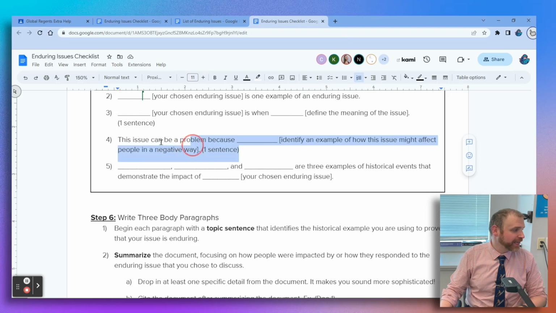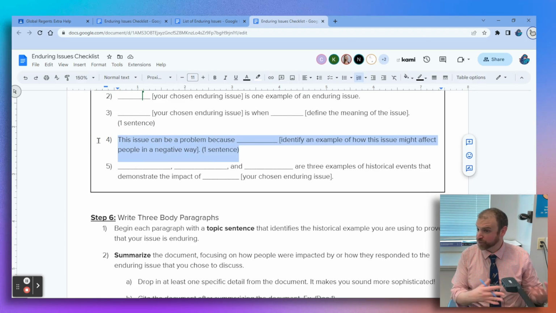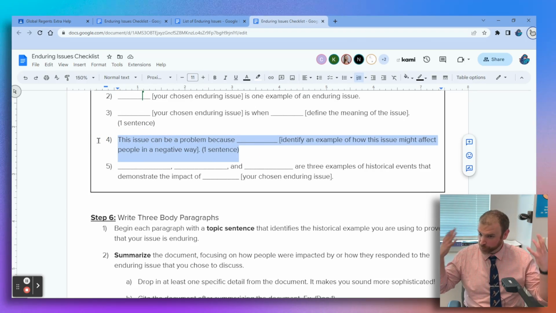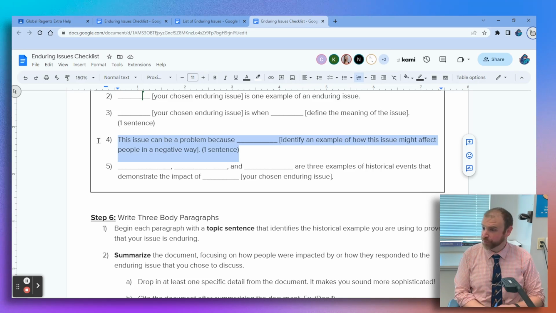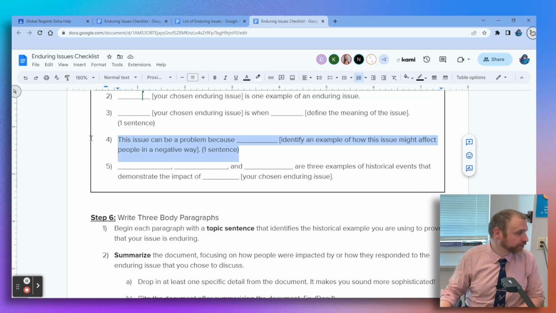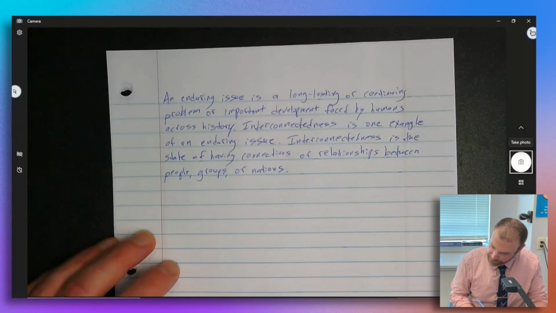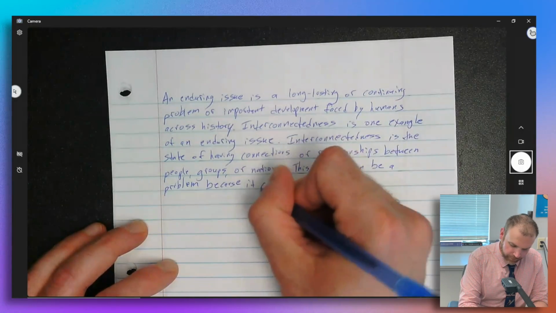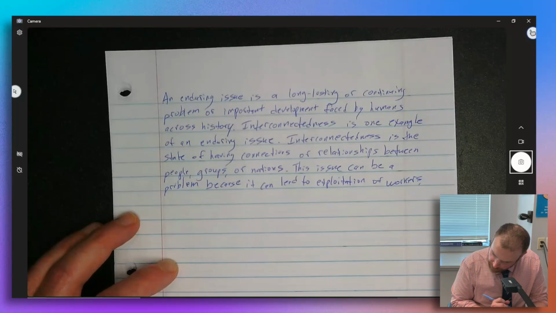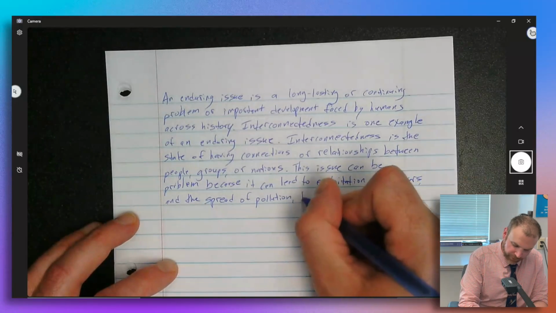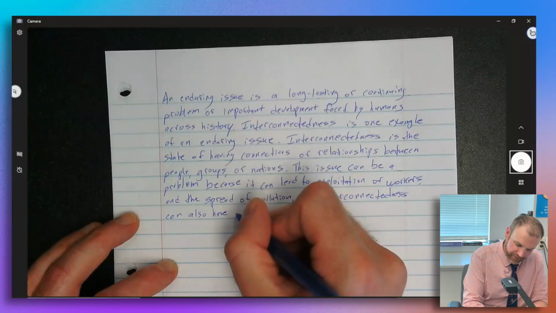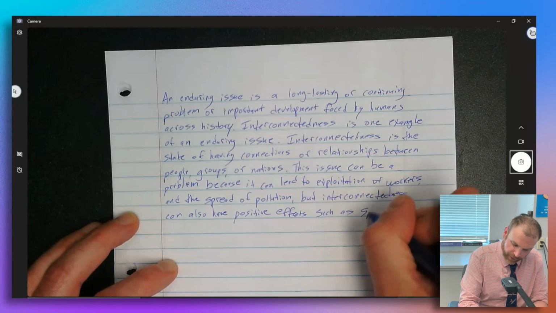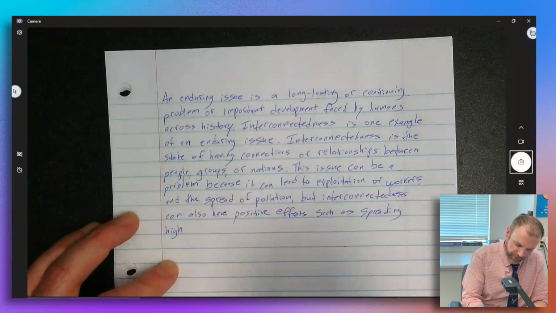And if you don't know any of the negative effects, you probably already saw them in the documents. So you could probably brainstorm in your mind, okay, what was the negative effect of interconnectedness in that document? Maybe I put that as my example for the introduction paragraph here. Right, so I will say, this issue can be a problem because it can lead to exploitation of workers and the spread of pollution. But here's the positive side, interconnectedness can also have positive effects, such as spreading high quality products around the world, period.